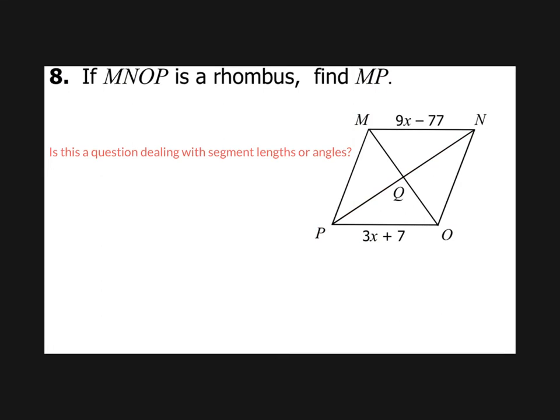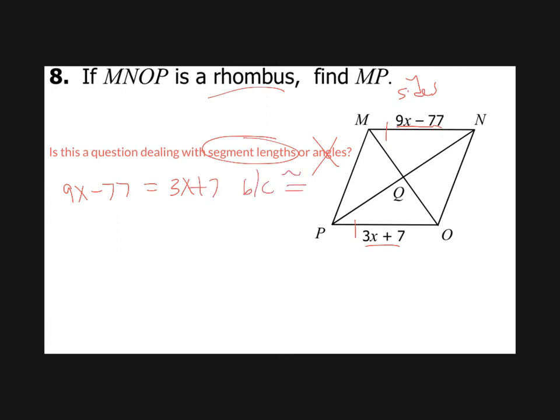So what do we have here? I see 9x minus 77 and 3x plus 7. I don't see any angle or degree marks here, so this can't be angles. This must be dealing with segment lengths. And more importantly, these are sides. And what do I know about the sides of a rhombus? They're all the same. So 9x minus 77 equals 3x plus 7 because they are congruent.